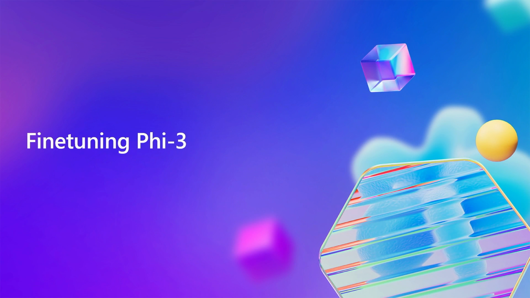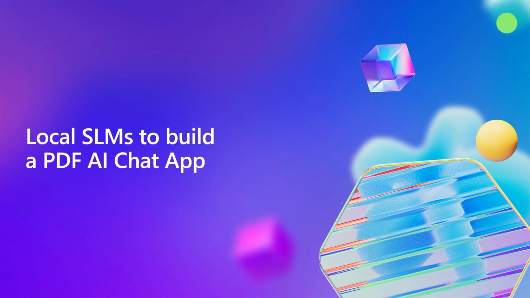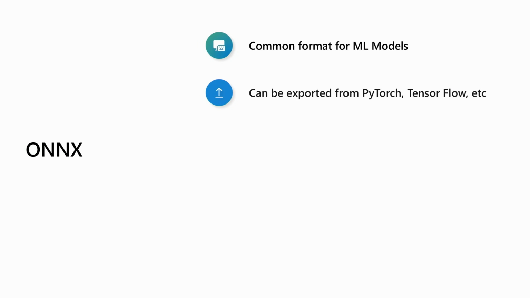Perfect. So we are going to be using Phi3 for this, and we're going to be building this PDF AI chat app. First things first, just very quickly, what is Onyx? Why are we using Onyx? Well, first things first, it's a common format for ML models. So whenever you're doing PyTorch, which is what Craig used, you're doing this for your training, right? Whenever you want to ship this to production, we recommend you use Onyx.